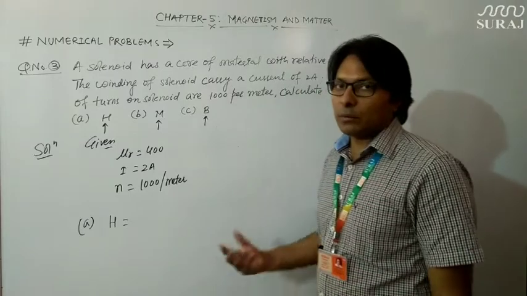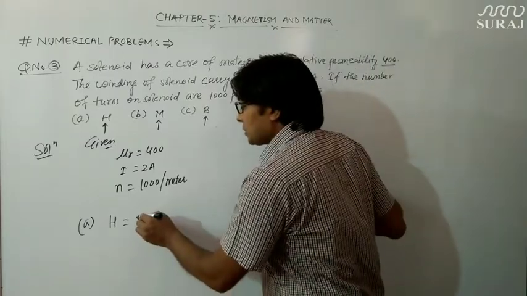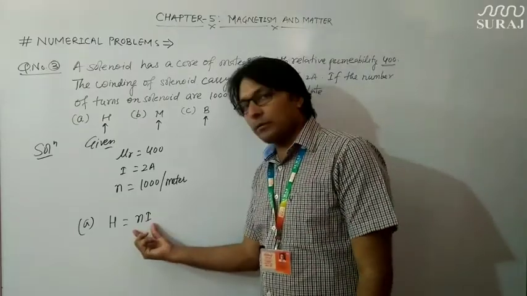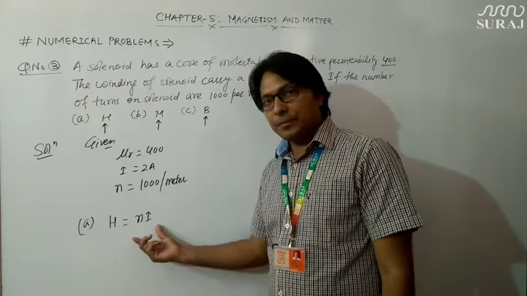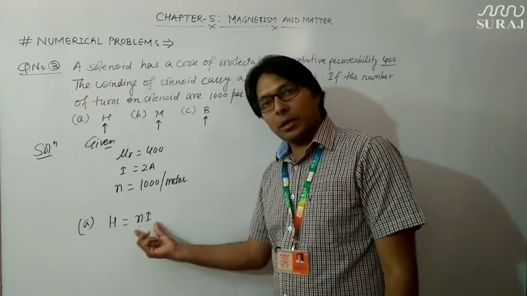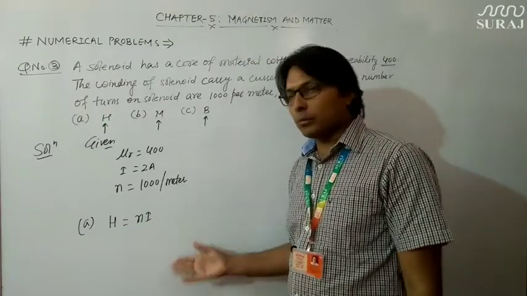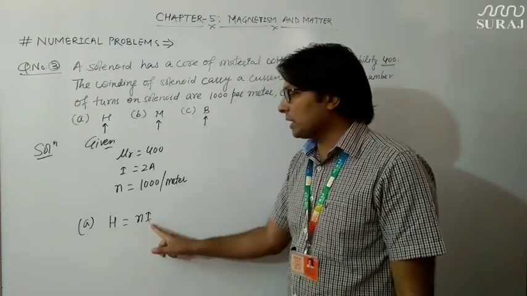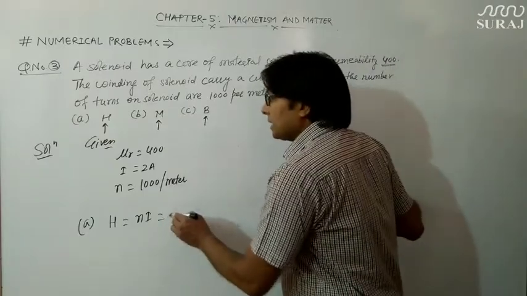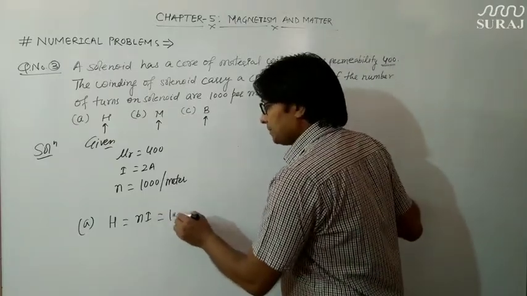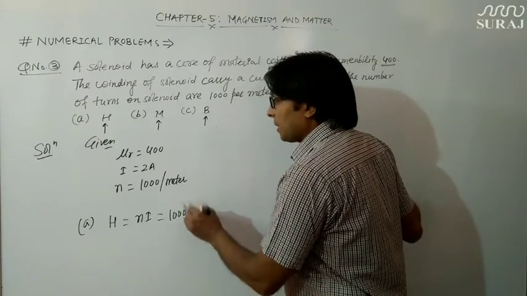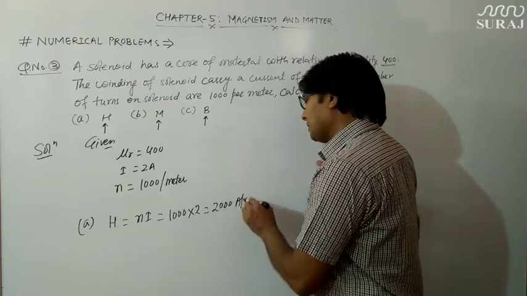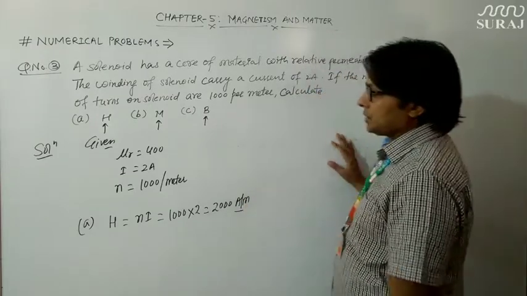So what is the formula for H? H is equal to n into I. We used this formula during the derivation. So H is equal to n into I, or we can say B upon mu, but here B has not been given, therefore we will use this formula because small n and I have been given. So n is 1000 turns per meter multiplied by I is 2, so it becomes 2000 ampere per meter. This is the first answer.